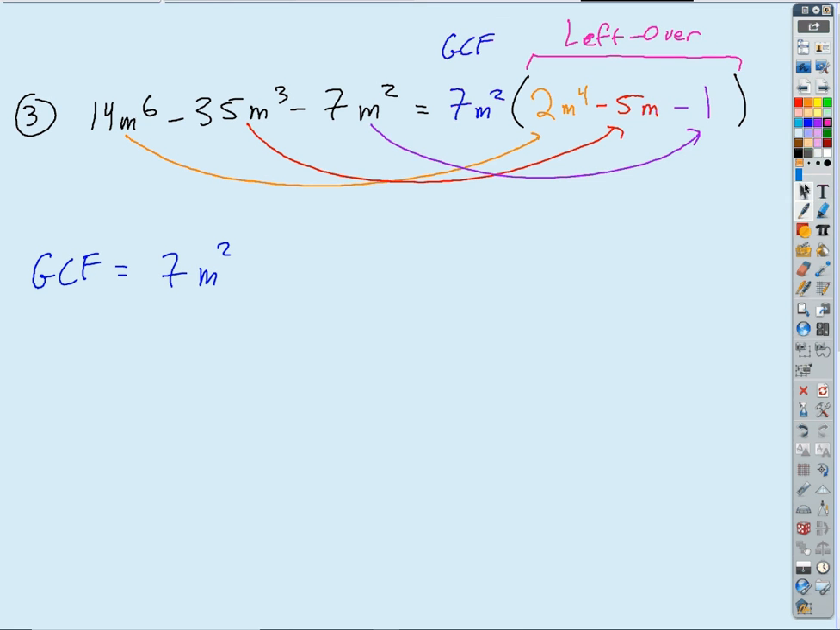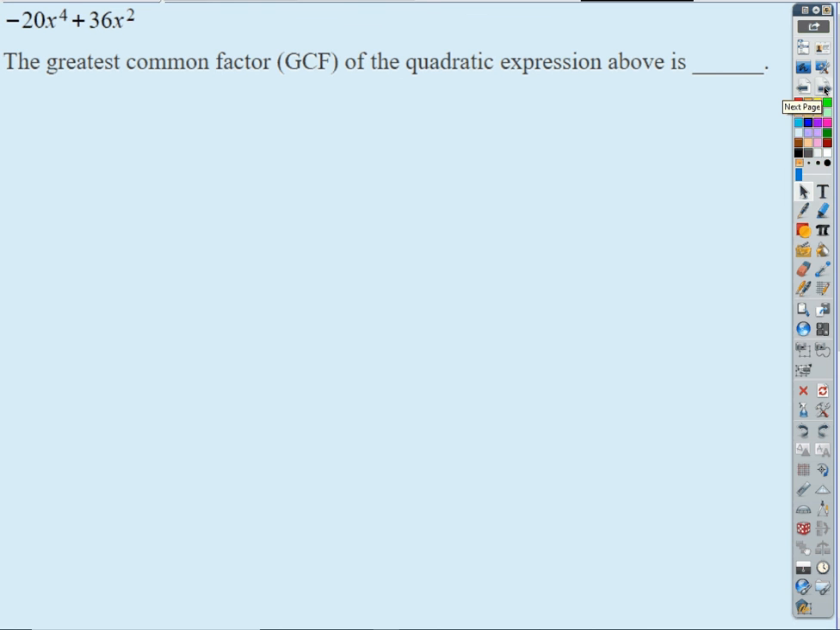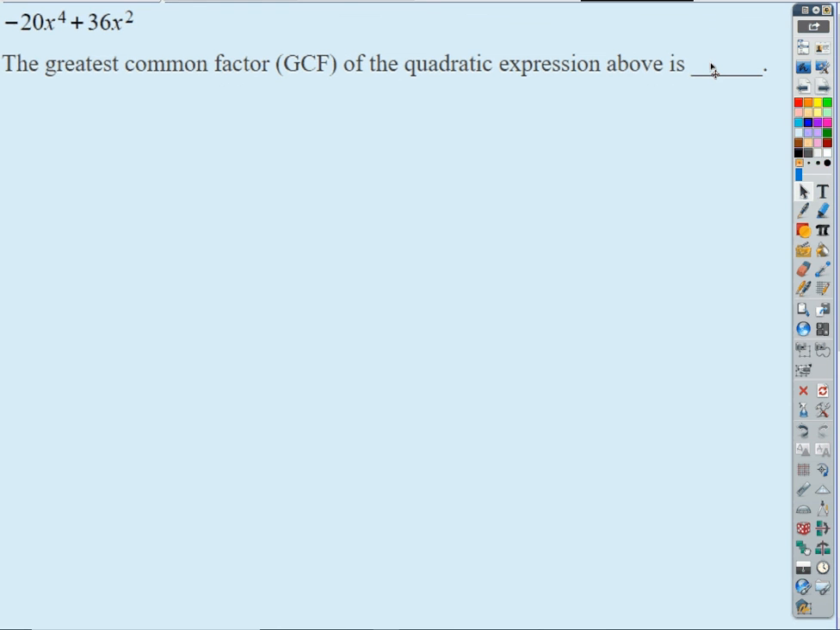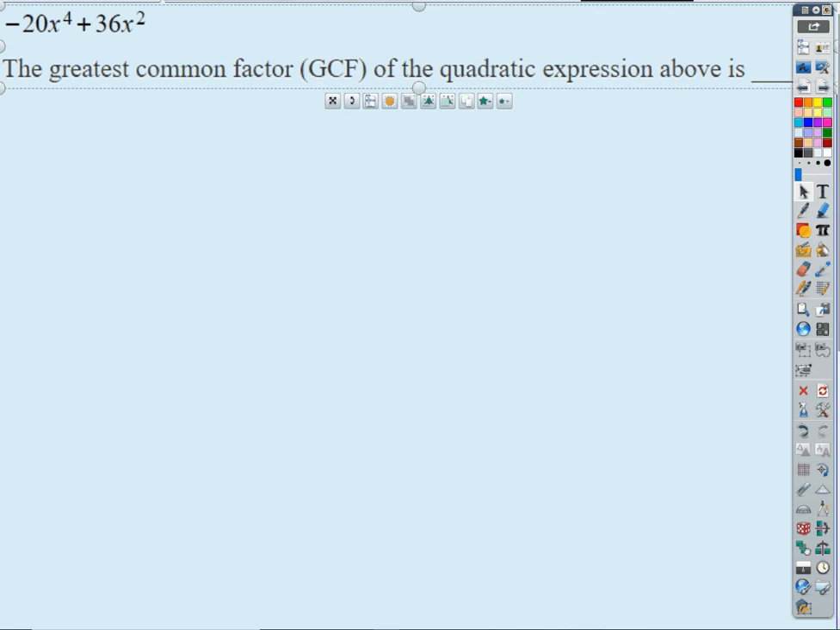Okay, one more of these. This one seems pretty easy, but everyone in here is about to have a question for me on this one.